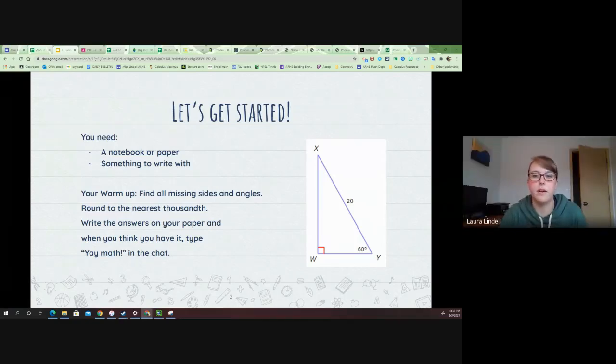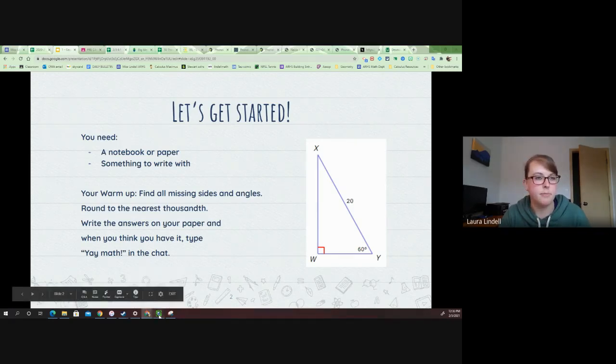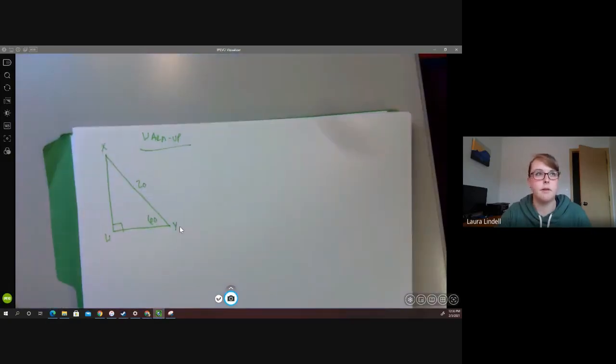There we go. All right. So let's take a look at this one. There's a couple different ways that we can think about this. Depends on how much we remember about special right triangles. And that's geometry. There we go.